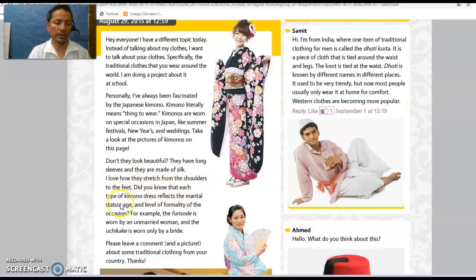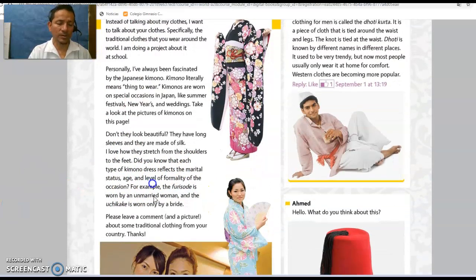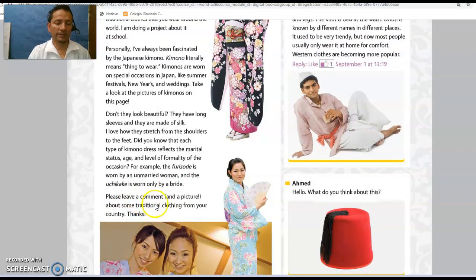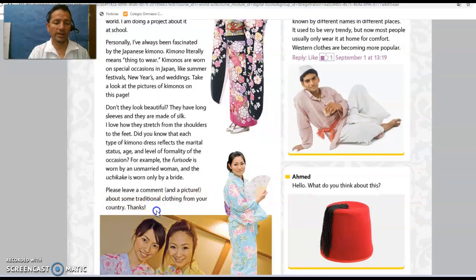Did you know that each type of kimono reflects the marital status, age, and level of formality of the occasion? For example, the furisode is worn by unmarried women, and the uchikake is worn only by the bride. Please leave a comment and a picture about some traditional clothes from your country. Thanks.